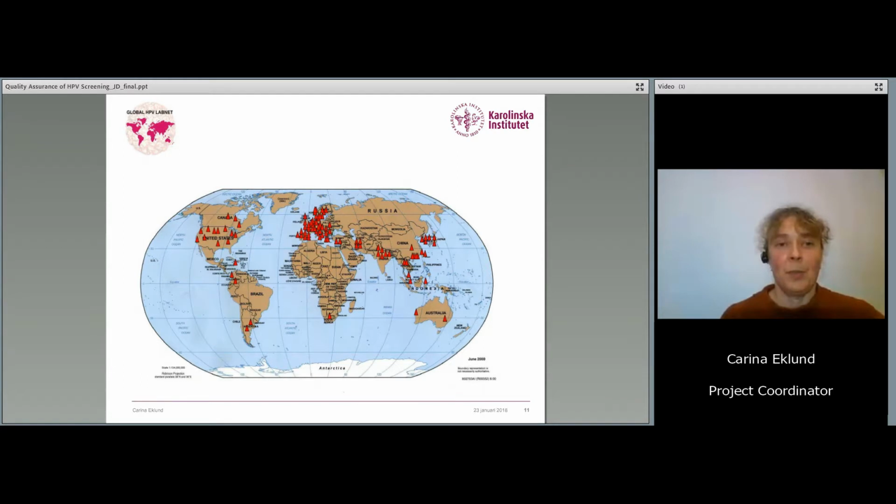And this shows the distribution of the laboratories that participated and submitted the results. As you can see, Europe is highly overrepresented, but there are also quite a lot of laboratories from Southeast Asia and some from South America, and also one in Africa in 2014.